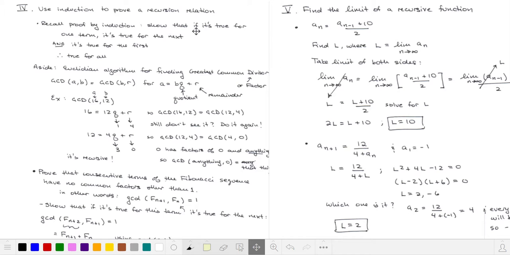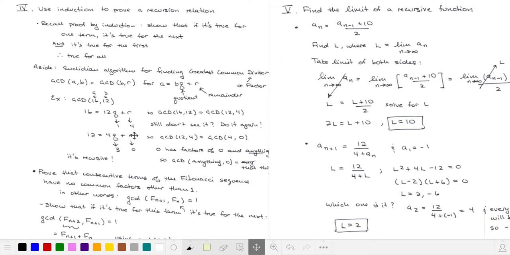First, you show that if it's true for one term, it's true for the next. And if it's true for the first, then it's got to be true for all. And you just say, therefore it's true for all by induction. And hopefully this makes sense to you now. If it doesn't, please go back and look at the previous lecture on proof by induction. Actually, it was 2 lectures ago. So this is our task, is to show that if it's true for one term, it's true for the next.